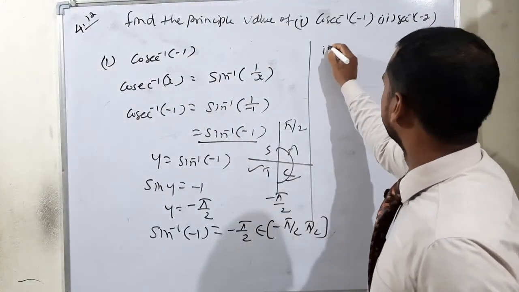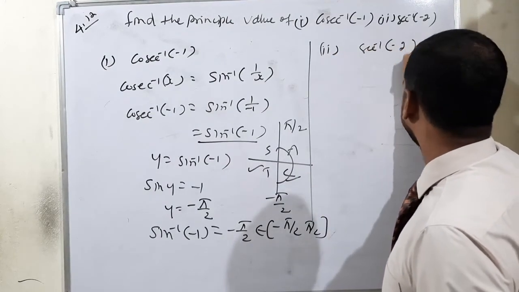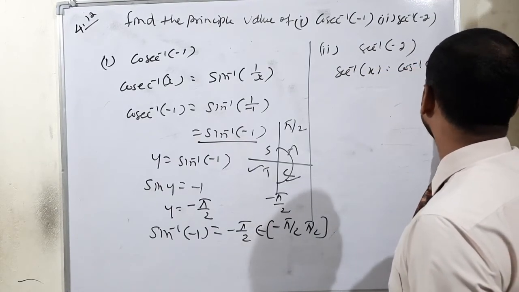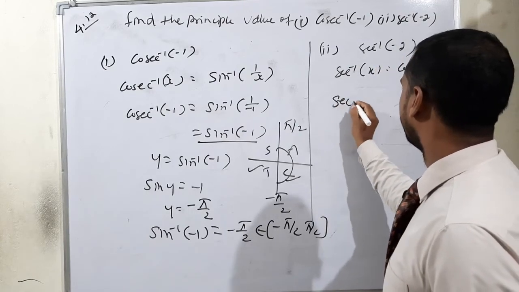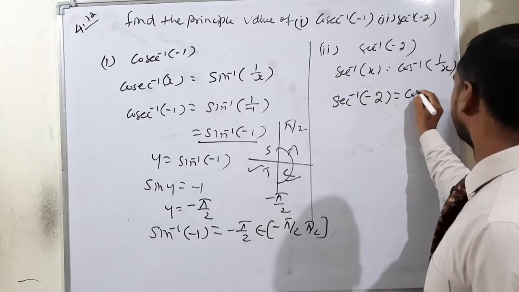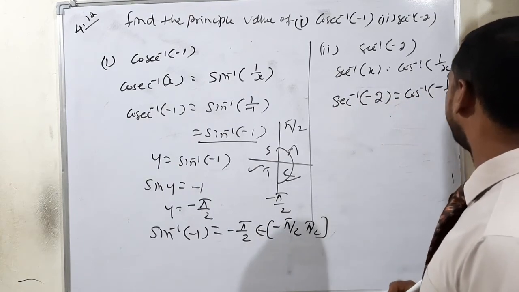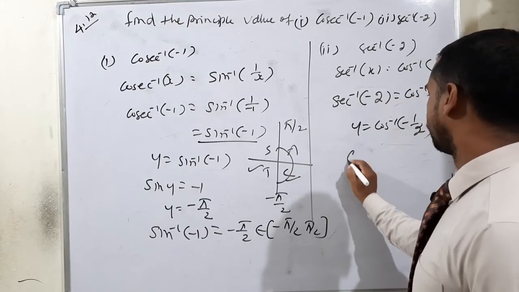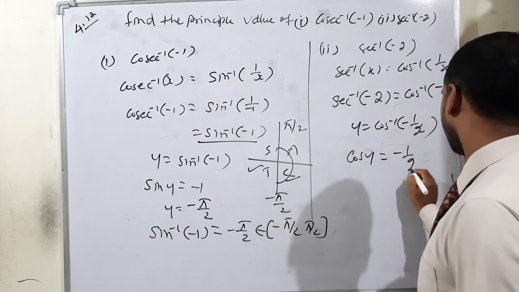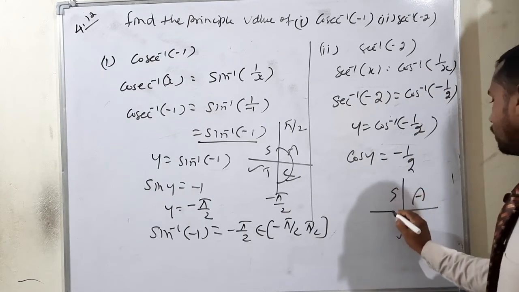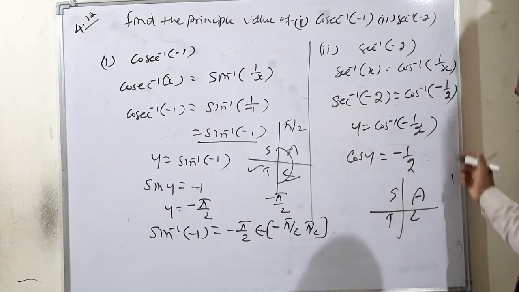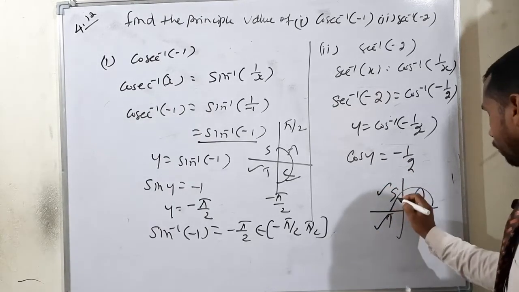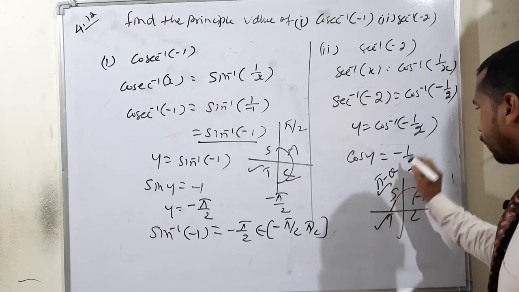Moving to subdivision 2, secant inverse of minus 2. Normally, secant inverse of x is equal to cos inverse of 1 by x. Instead of x, we apply minus 2. Therefore, secant inverse of minus 2 is equal to cos inverse of minus 1 by 2. Consider y is equal to cos inverse of minus 1 by 2, which means cos y is equal to negative 1 by 2. According to the unit circle, cos is negative in the second and third quadrants. The range for cos is 0 to pi, so we take the second quadrant, which is considered as pi minus theta.